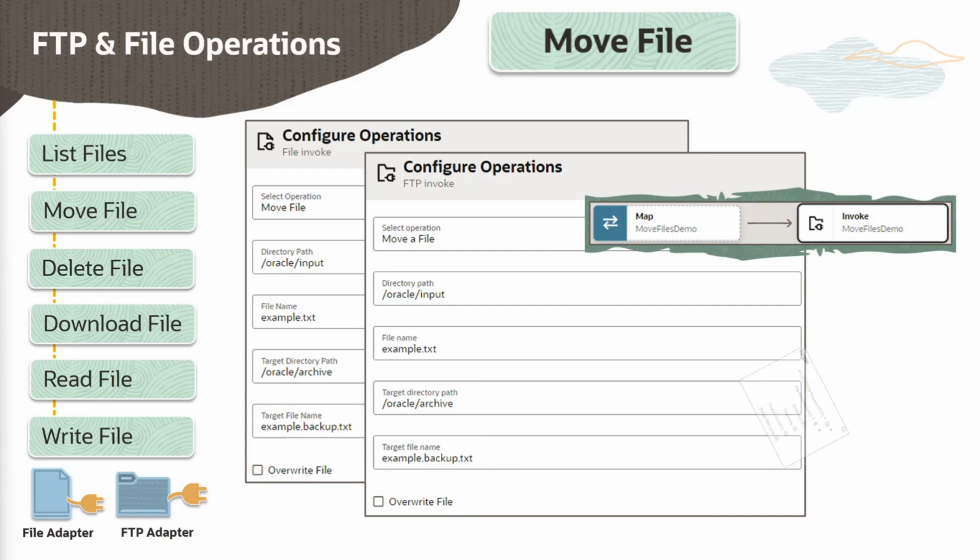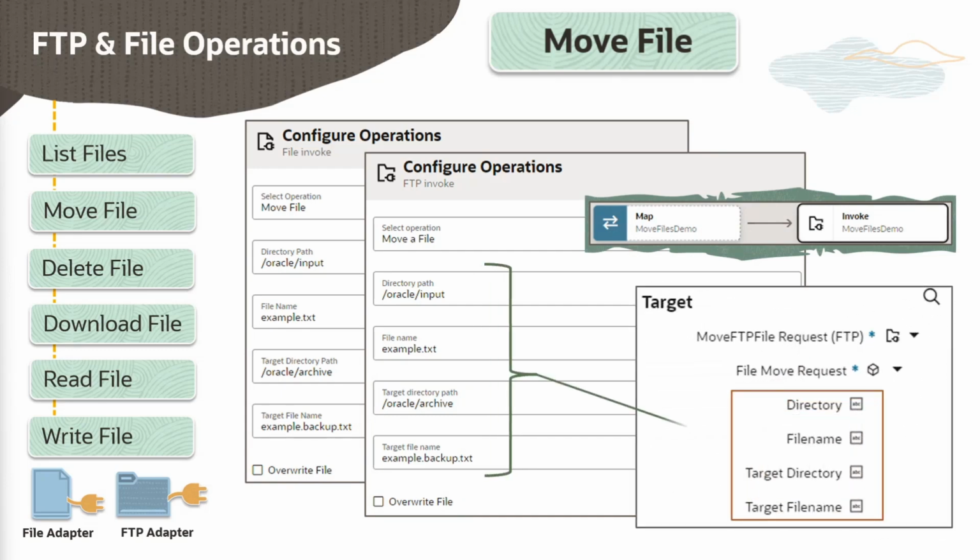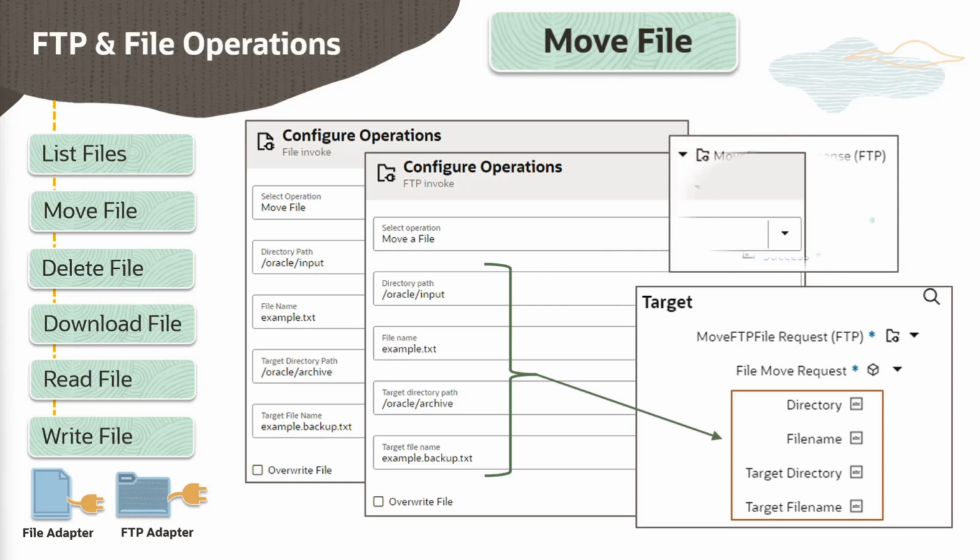However, optionally, when configuring the map action for the invoke, you can dynamically provide values for any of those 4 fields. Otherwise, the default placeholder values are used. As to the results of this call, the response from the invoke will provide a Boolean true if the move was successful.